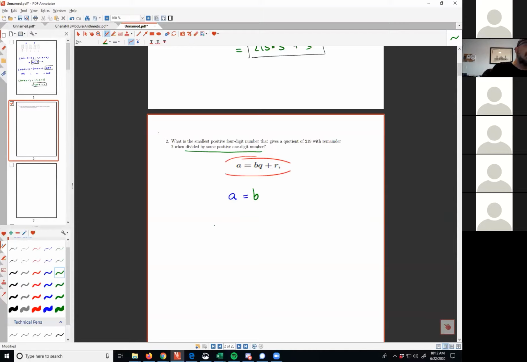And then what's the quotient in this problem? Sorry, the quotient is 219. And what's the remainder? R, the 1 digit, is 2. Okay, so A equals 219B plus 2. I'll go ahead and write that more simply.